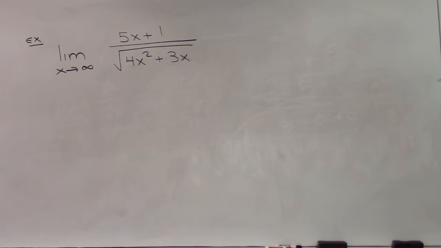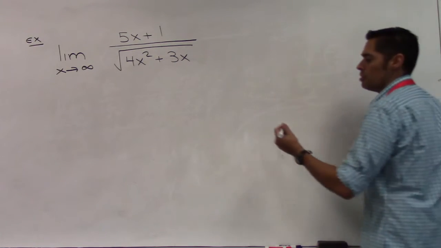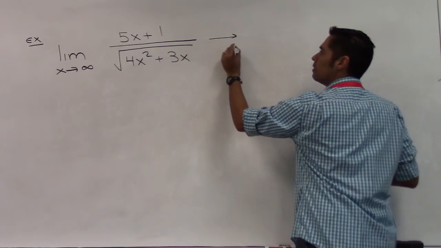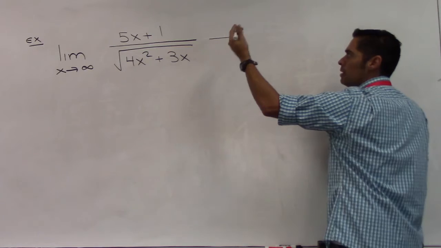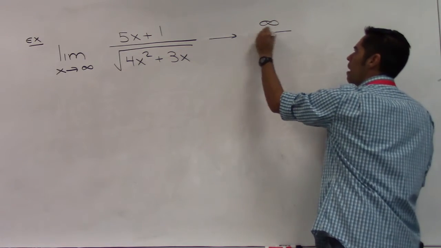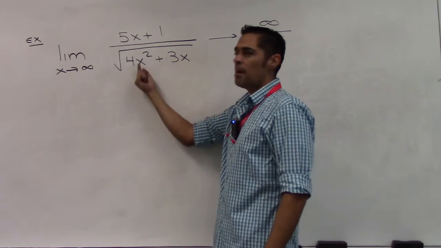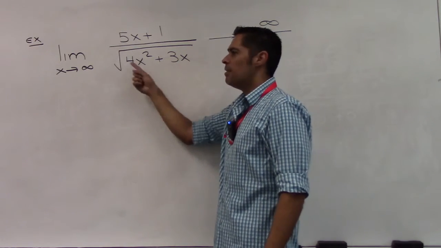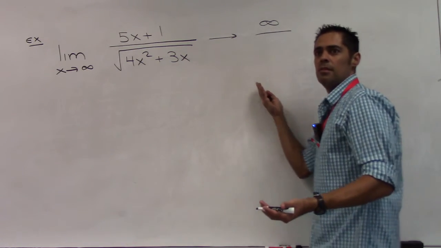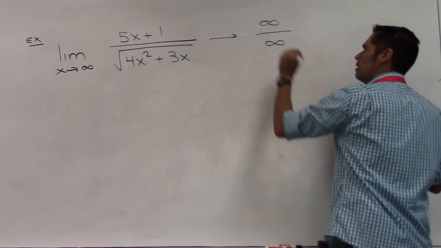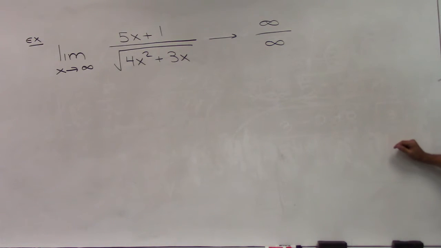Tell me what's happening if I try direct substitution. The top's going to infinity. The bottom is, well, inside here we know that that's becoming infinite. And then the square root of infinity is still infinity, right? We talked about that. So we have infinity over infinity. That's one of the forms we don't know. We have to do something about it, right?